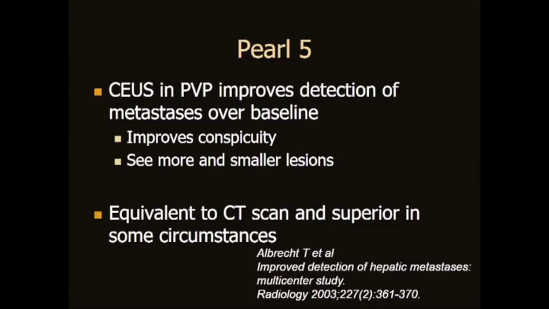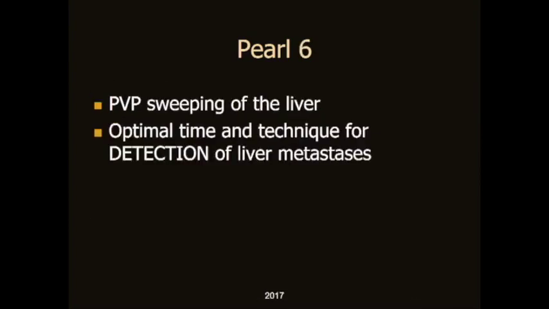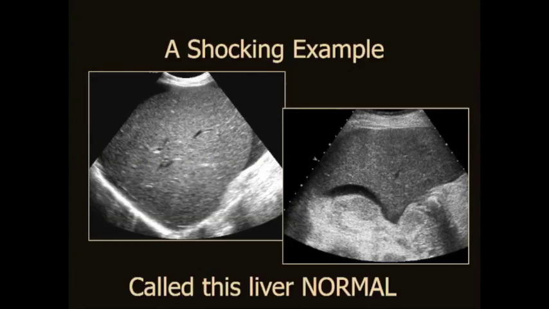Now, in a study that Peter Burns and I participated in with the Europeans way back around 2000, this is the publication which I cite. In this publication, we had several hundred patients, and we had results that were equivalent to CT scan and superior in some circumstances in looking at metastases in patients with CEUS. And so, pearl number 6 follows this. We always try to perform portal venous phase sweeping of the liver, and what are we doing? We're looking for washout lesions. So this is the optimal time and the technique for detection of liver metastases.